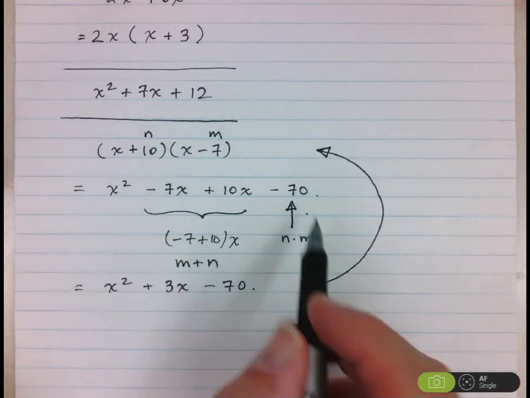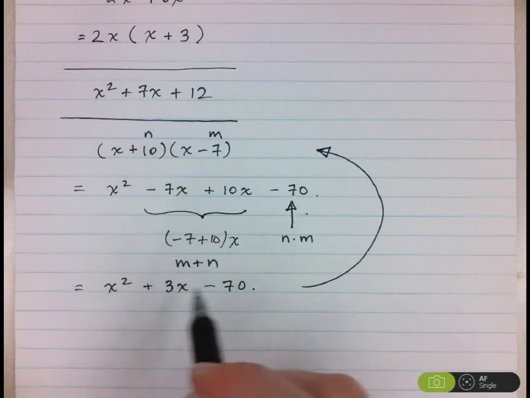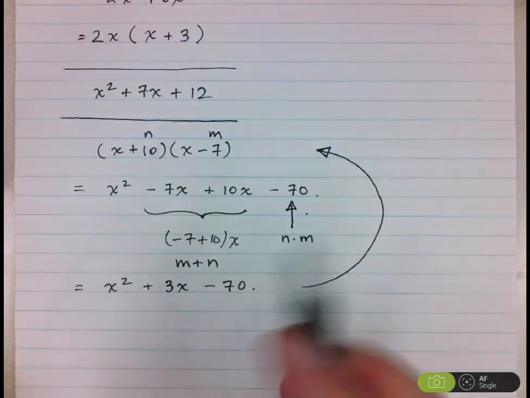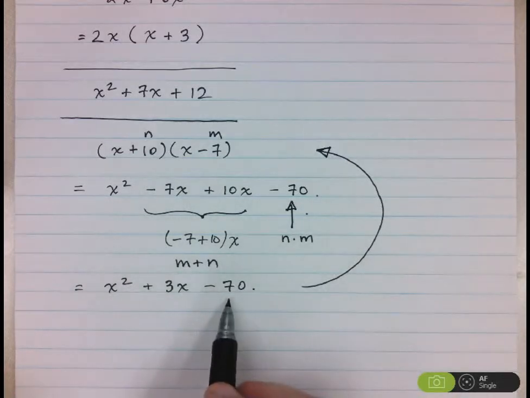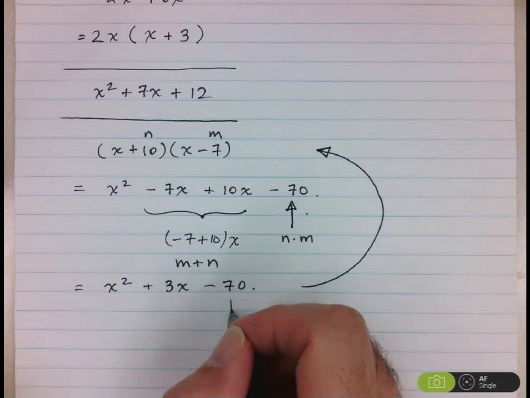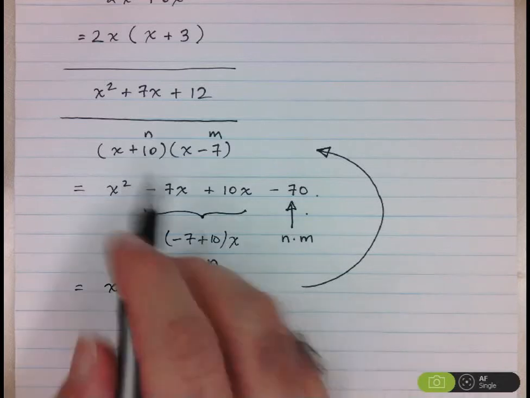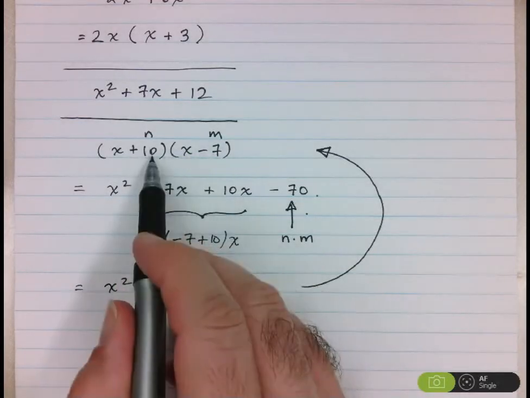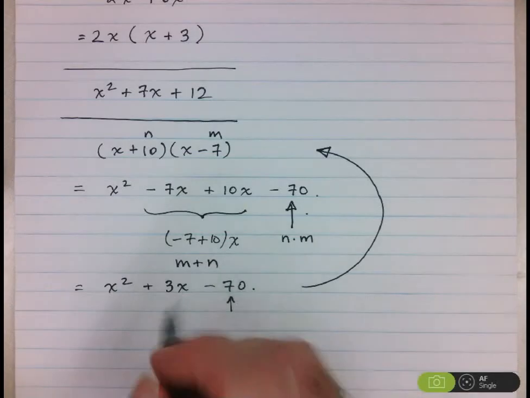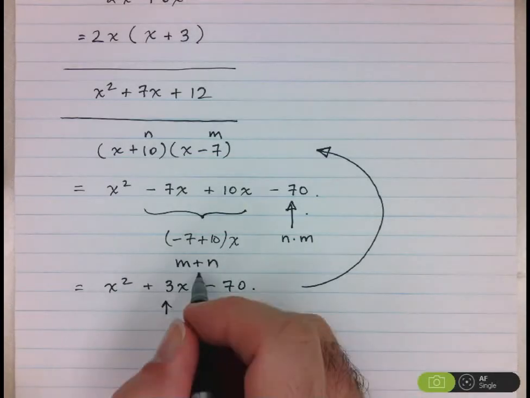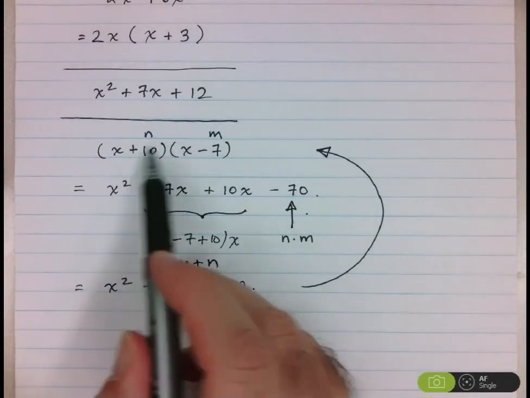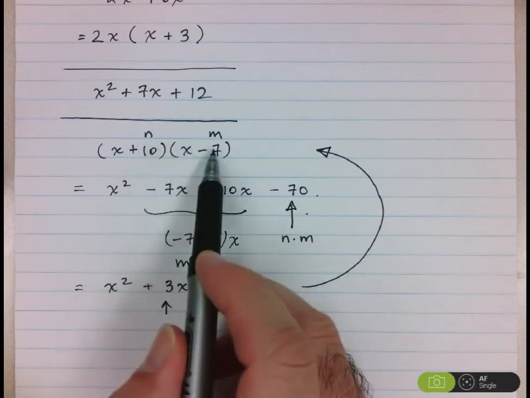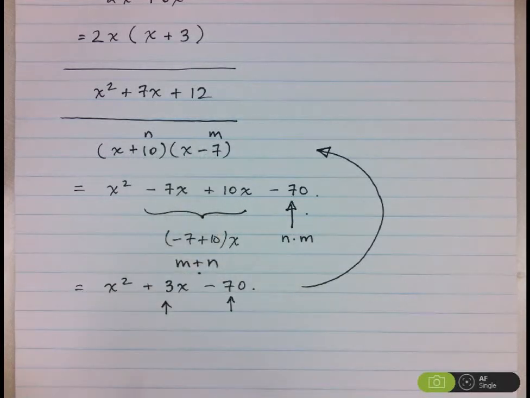And this work in the middle gives us our hint. We notice that this last term is going to be the product of the last terms of our binomial, and this middle term has to be the sum of the two last numbers in our binomial. And we're going to use that to help us solve these problems.